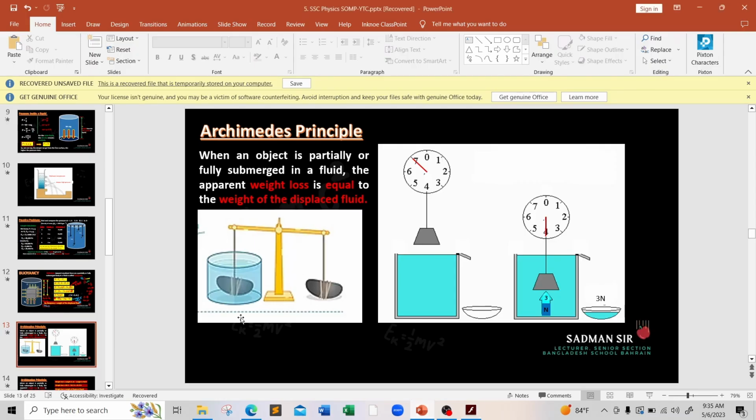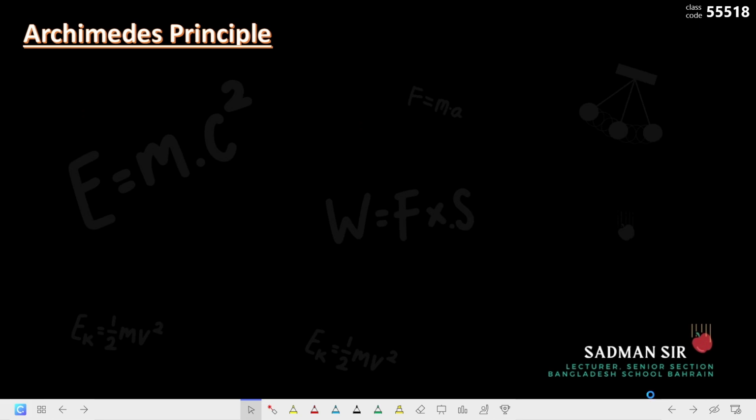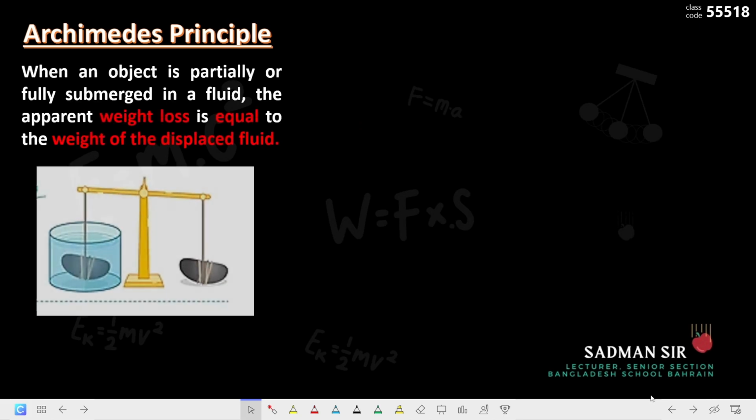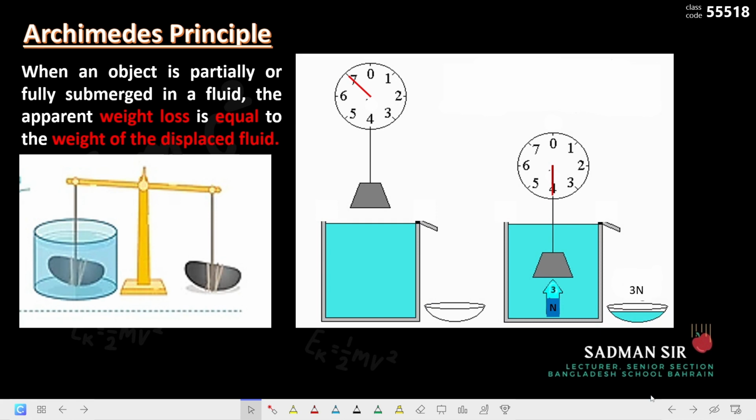Let us go back to the slide. Yes, we already saw these pictures, and as I was explaining, if 10 Newton force is acting in this direction and 7 Newton force acts in this direction, we already discussed this example in the buoyancy video, I guess, right? So the resultant force that will act will be in this direction and it will be 3 Newton.